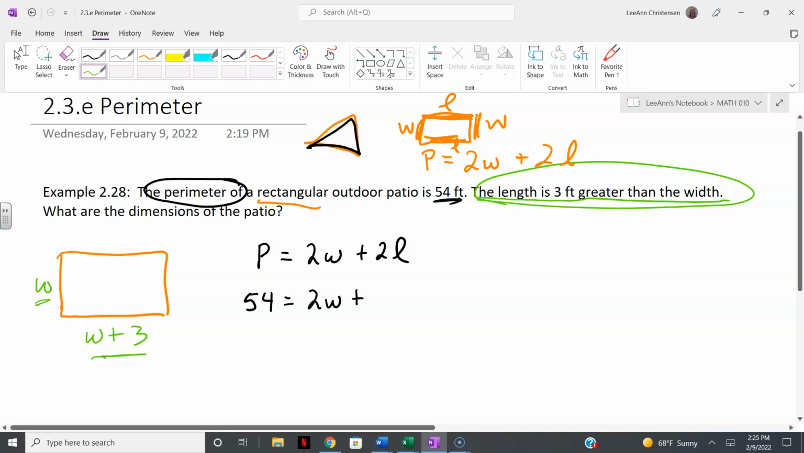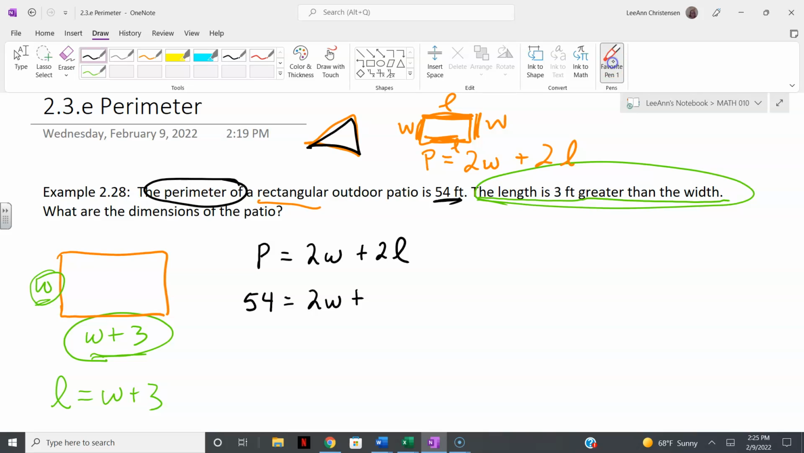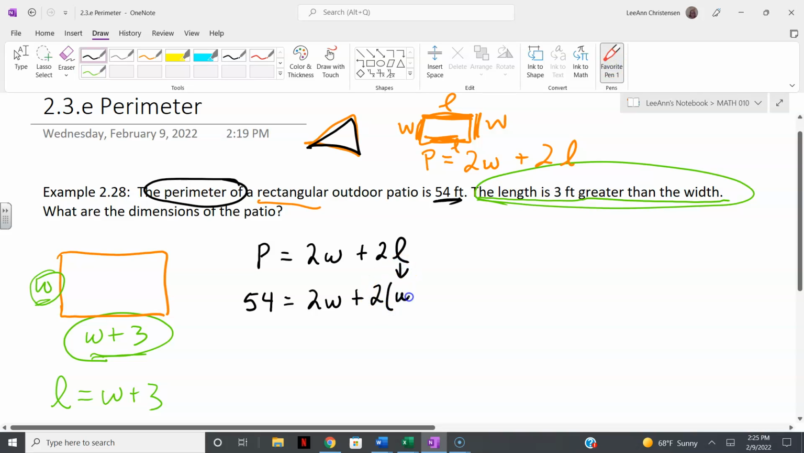Okay, so now I have things in terms of W. I have width, that's fine. And now I have this for my length. You could say length equals W plus 3 if you want. But now I'm going to substitute for the L. I'm going to put in W plus 3. Okay, that's an equation in one variable, and I can solve it.